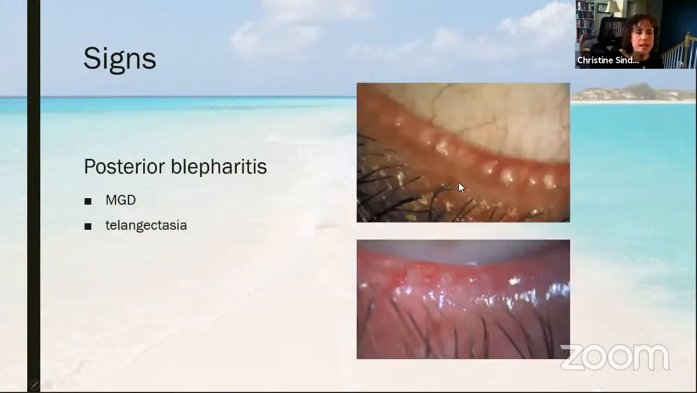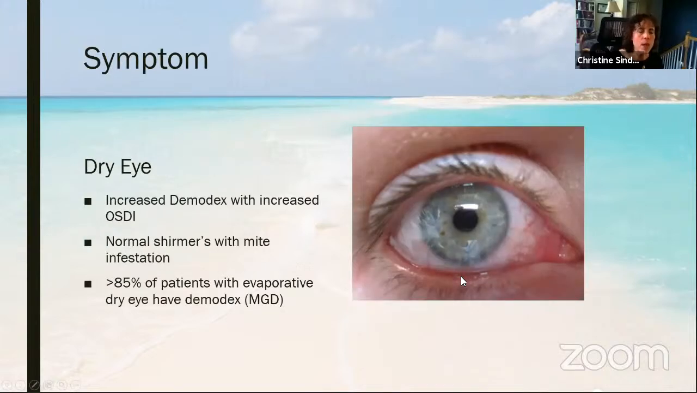In posterior blepharitis, signs of Demodex are this pouting MGD, and also the telangiectasia on the lid margin. Patients with Demodex have an increased dry eye score on the Ocular Surface Disease Index, and will have a normal Schirmer's with mite infestation.